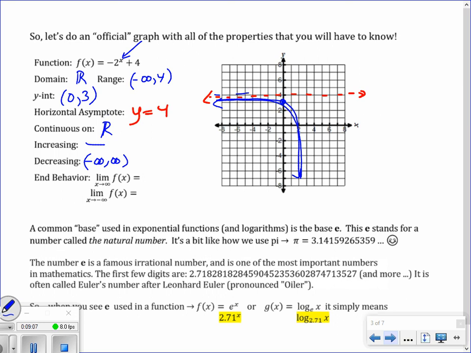All right, my end behavior. So on the right side, it looks like my graph is going down to negative infinity. On the left side, it's coming up towards this asymptote, which is 4.